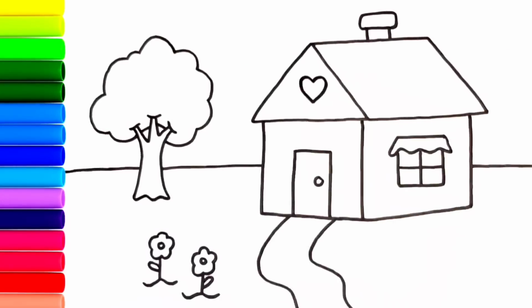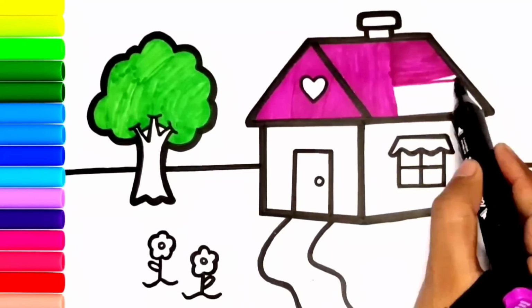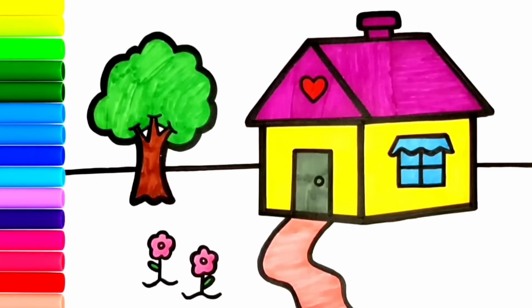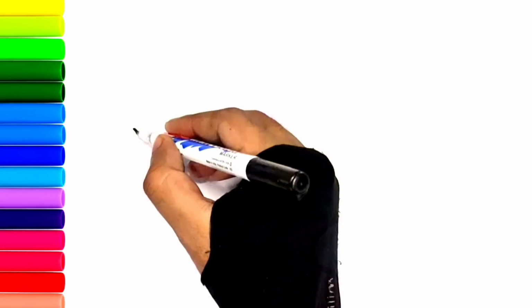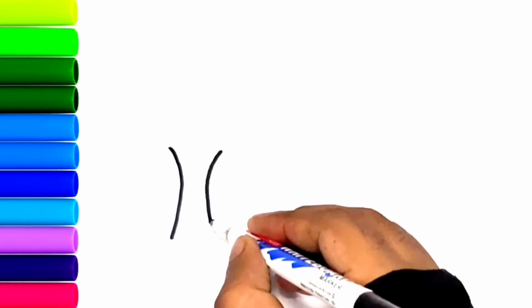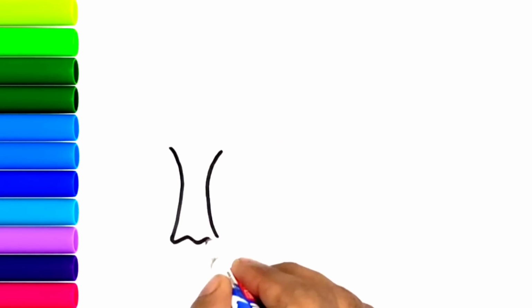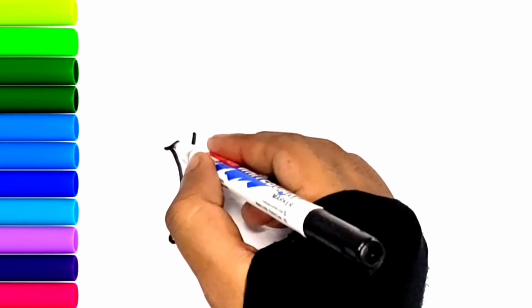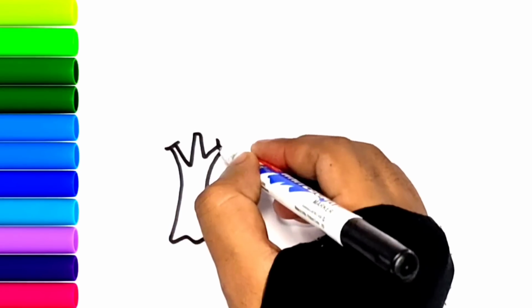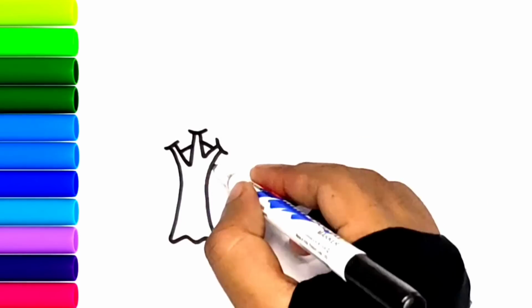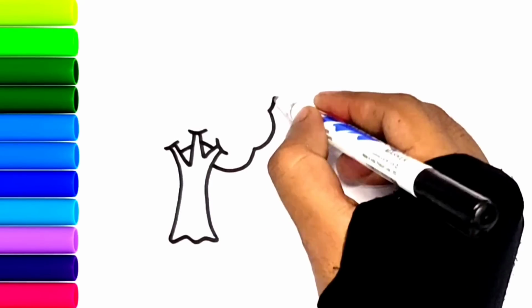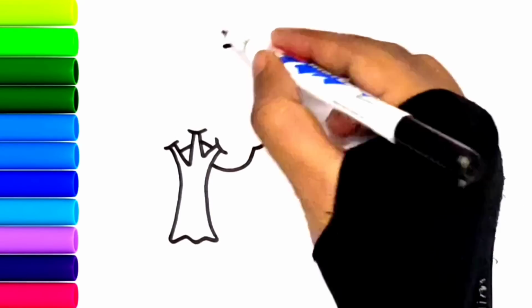Today, I am going to draw and color a beautiful house step by step for kids. Let's start drawing! First, I will draw the lower part of the main trunk of the tree. Next, I will draw the upper part of the tree, that is, the leaves and branches of the tree.